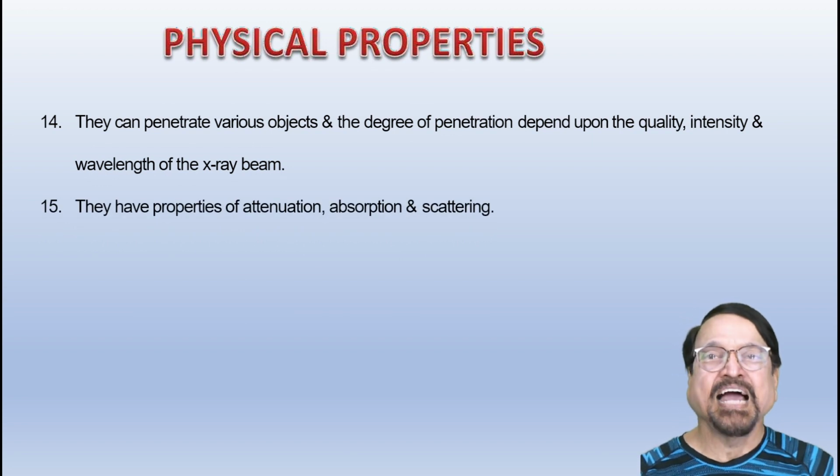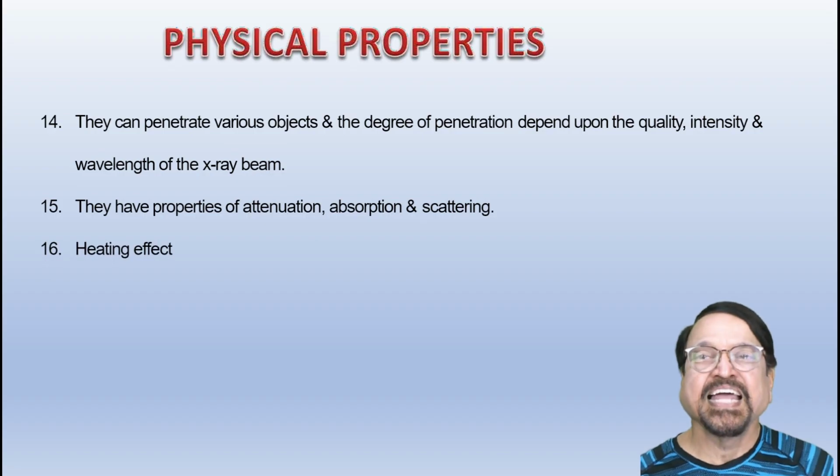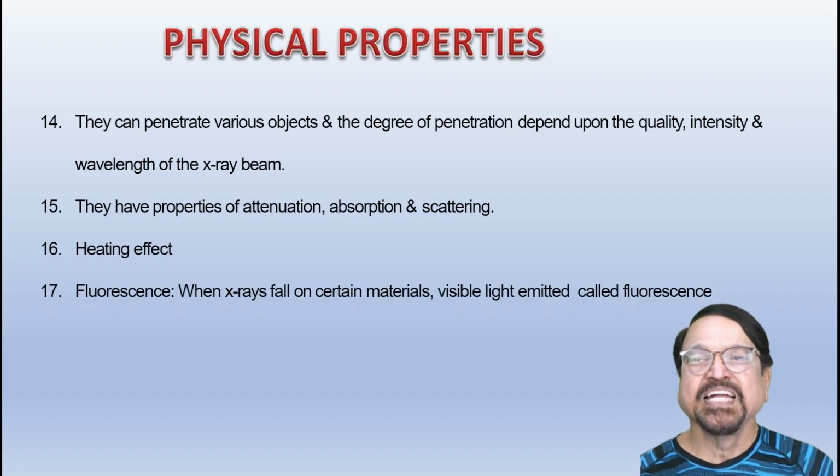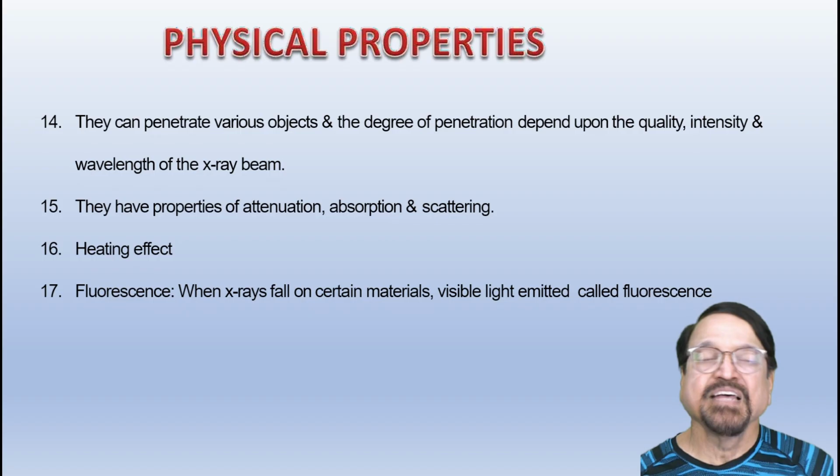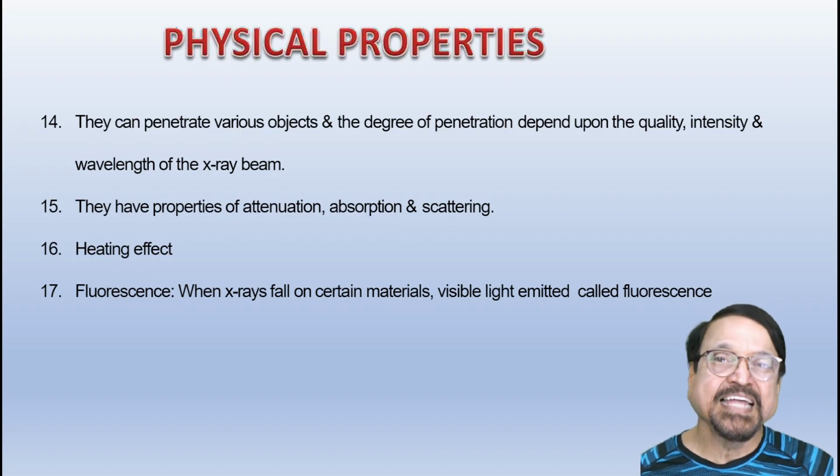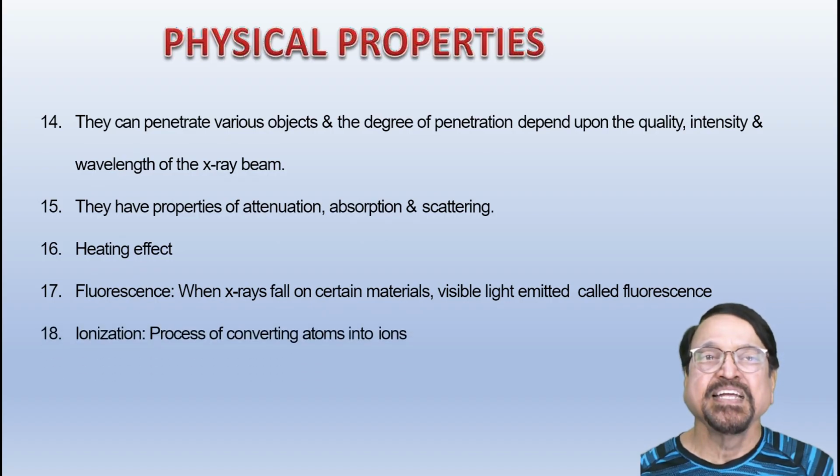beam. They have properties of attenuation, absorption and scattering. They have got heating effect. Then fluorescence. What is fluorescence? When X-rays fall on certain material, visible light will be emitted. These are called fluorescent materials. We use it extensively.